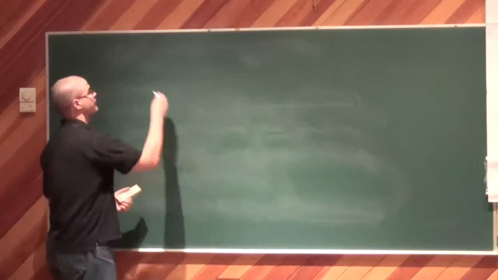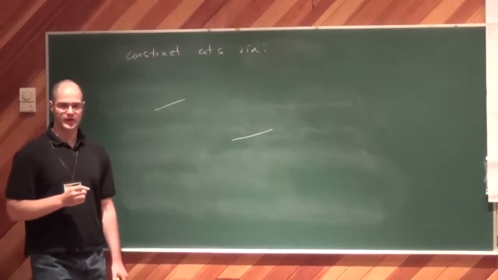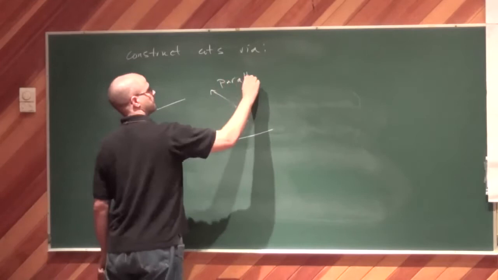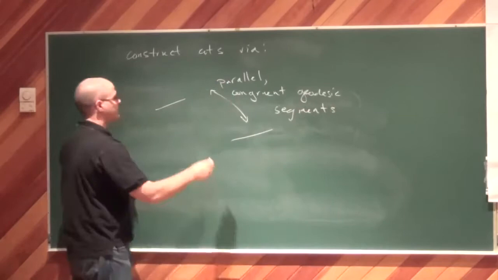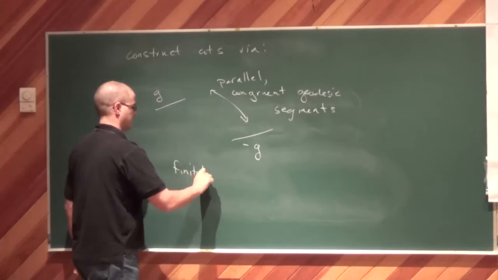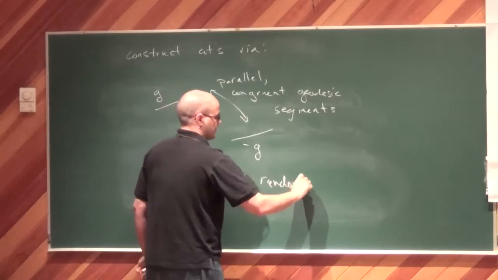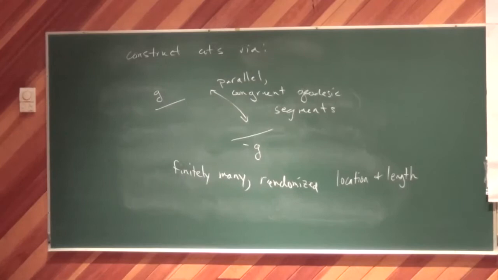Okay, so we construct cuts via the following. We produce pairs of geodesic segments which are parallel and of equal length. Okay, so these must be parallel, congruent geodesic segments, which will be tagged with the values g and negative g. And if we do this a finite number of times, with randomized starting locations and lengths, this will have the property that in any direction I pick, they'll project down to the base of these cylinders with average value zero. So this is basically a necessity if we want to have any hope of geodesic extensions.